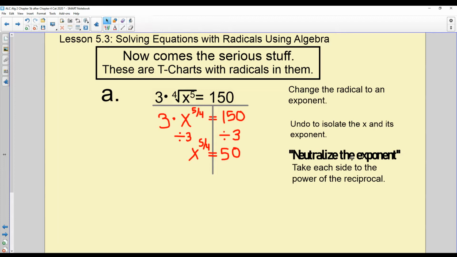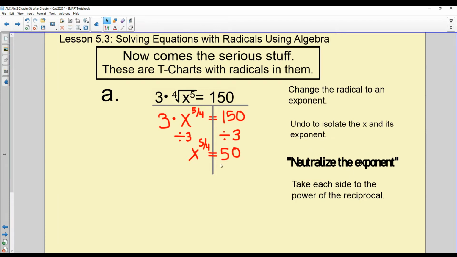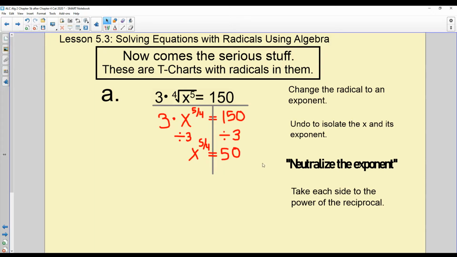Now we're going to neutralize the exponent. So we're going to look at 5/4 and we are going to figure out what of it. Are we going to figure out the opposite or are we going to figure out the reciprocal? The correct answer is the reciprocal. And what is the reciprocal of 5/4? All right, the correct answer is 4/5.